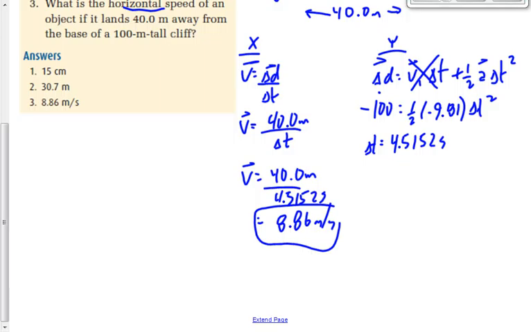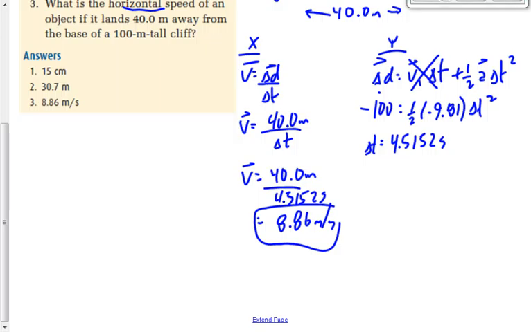Once you kind of get the hang of it, sometimes you're solving for the y displacement, sometimes you're solving for the x displacement, sometimes you're solving for the velocity, but in the end, the problems are still really all the same. It's just rearranging, solving for a different variable, that's all.